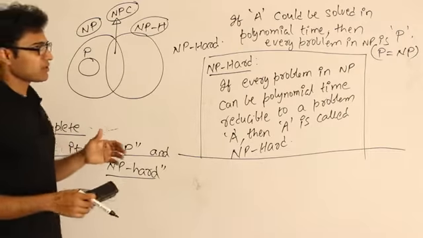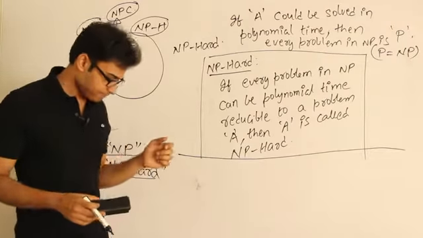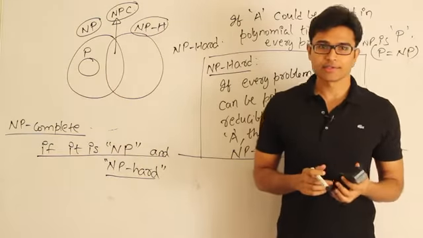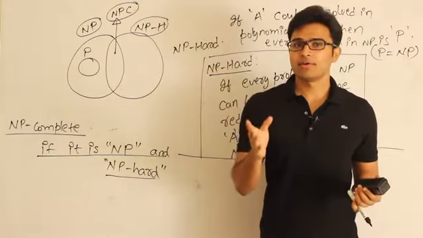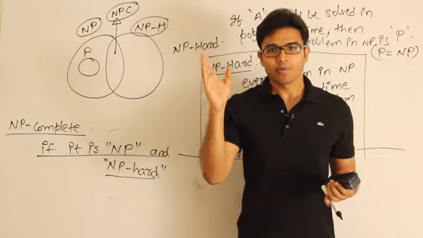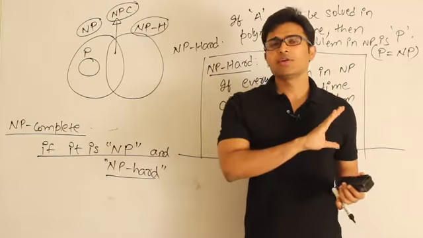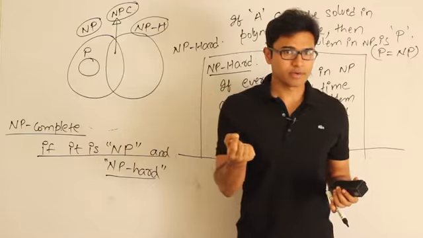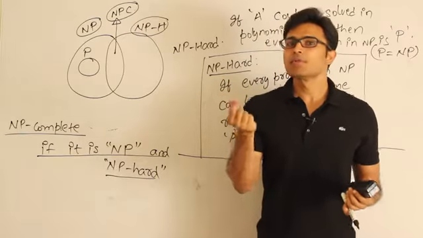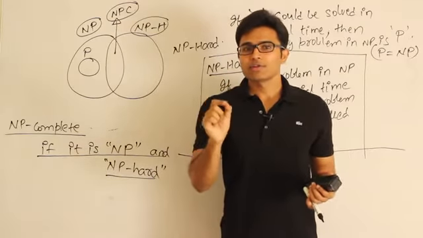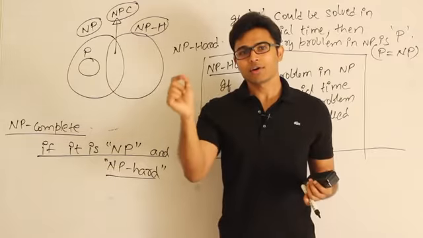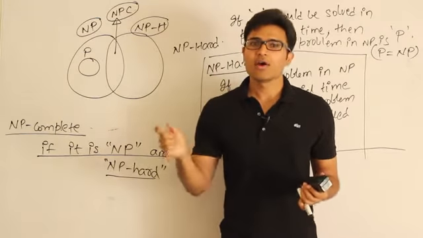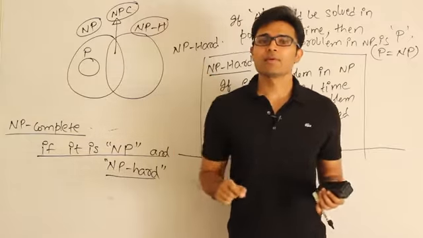Now what is the importance of having such problems? If you want to do some research and find out whether P is equal to NP or P is not equal to NP, you need not solve every problem. You just take one problem which is known to be NP complete, and from that problem you prove that you can solve it in polynomial time, then everything is over, P equals NP, right? Or you take one NP complete problem. Why?